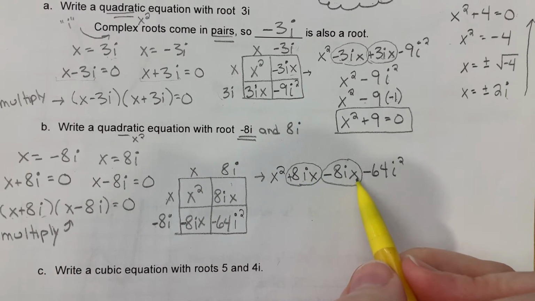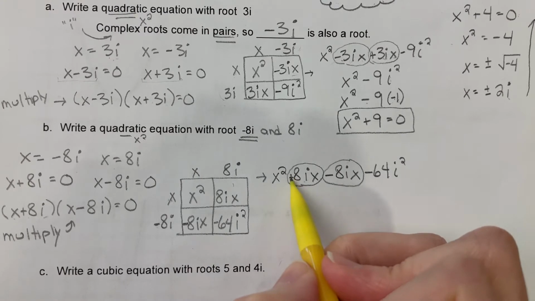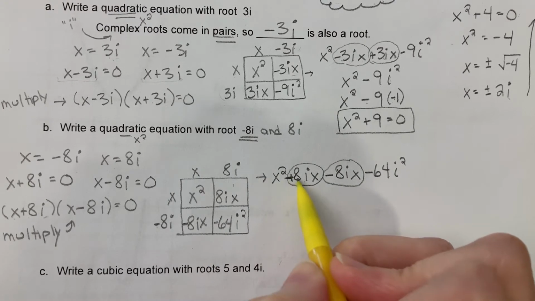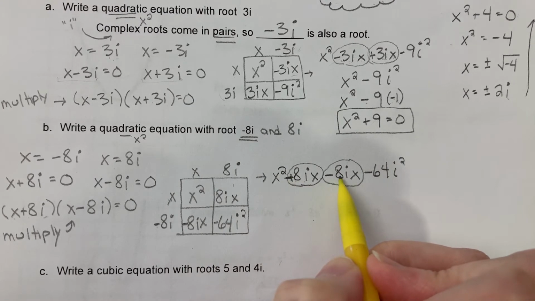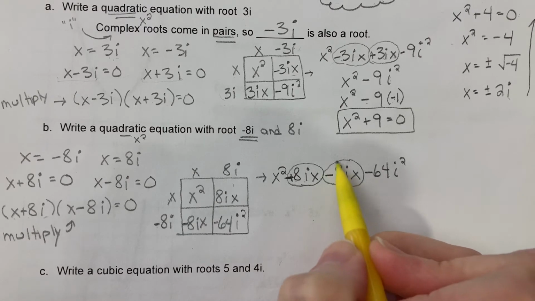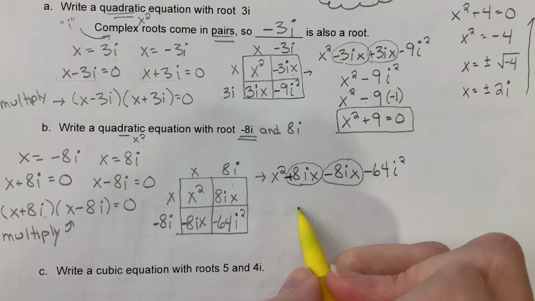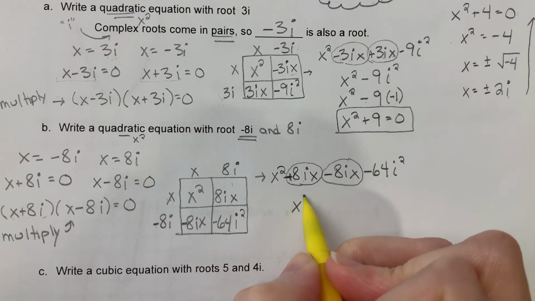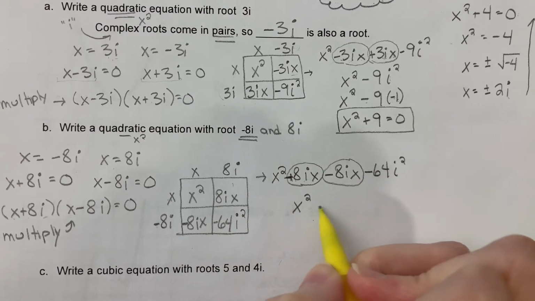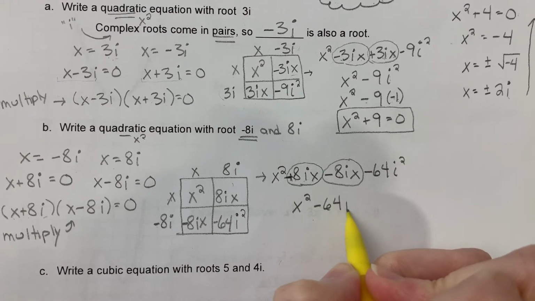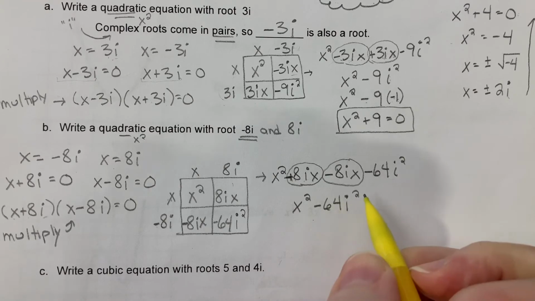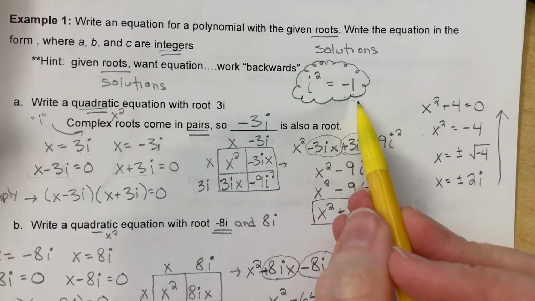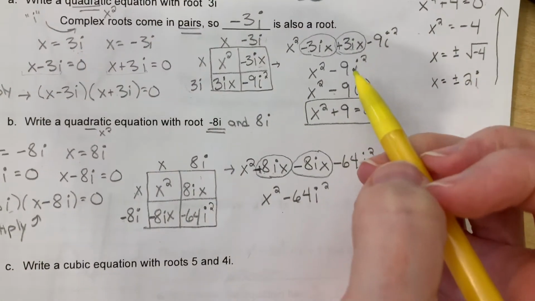Excuse me, raised to the same power. Add your coefficients. Well, my coefficients are positive 8 and negative 8, so that gets me 0. So these two terms are going to add to 0, so we're not going to write them. Now I'm left with x squared minus 64i squared. But remember, i squared is the same as negative 1.